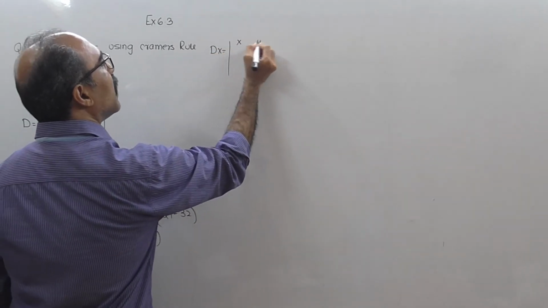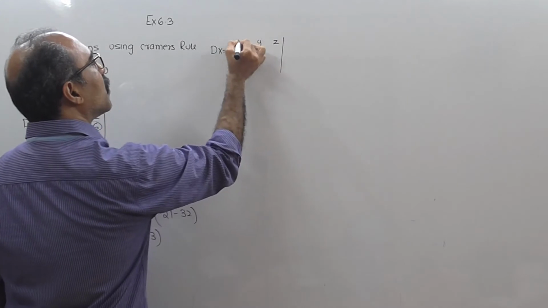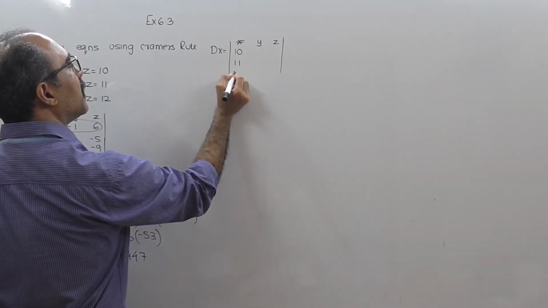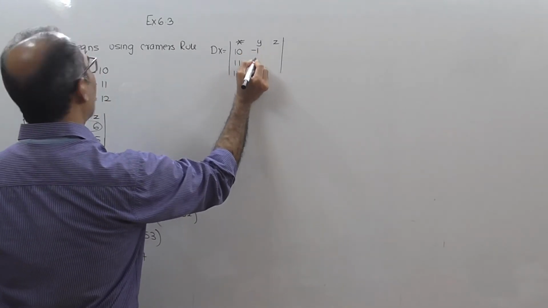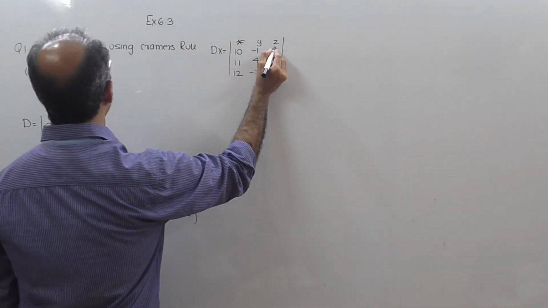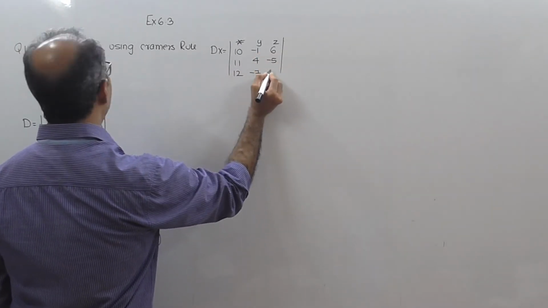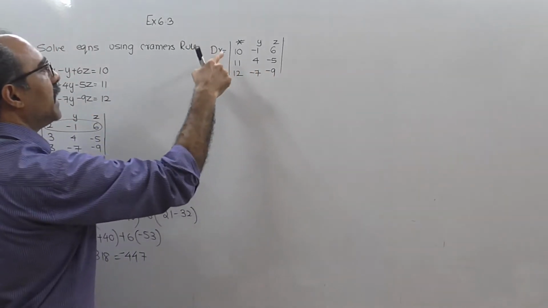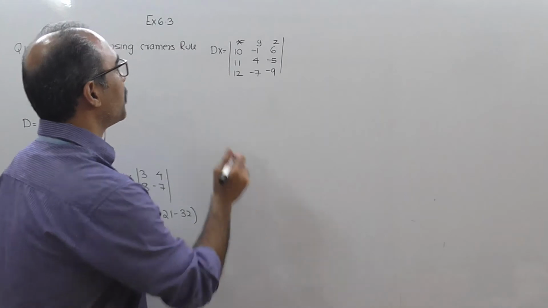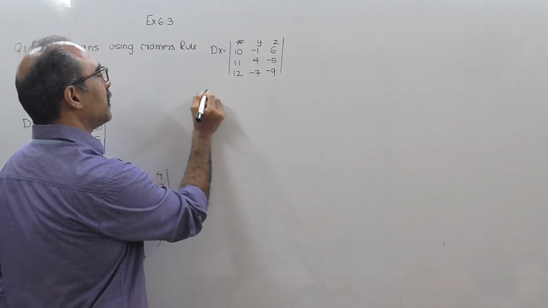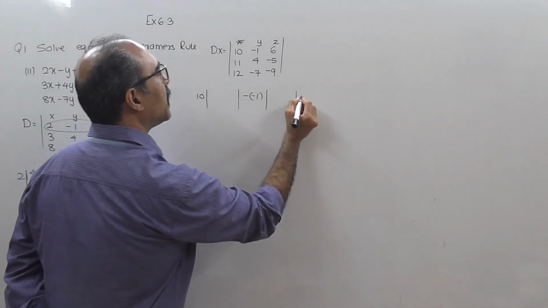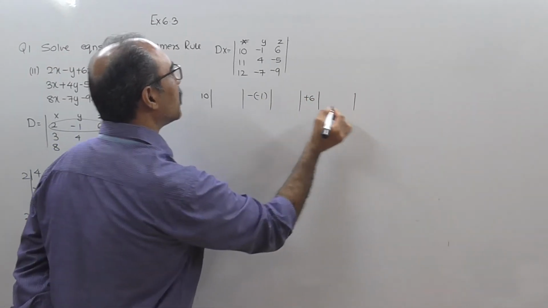Now let's go for dx. You got x, y and z, but you're not going to write the coefficient of x. In place of the coefficient of x you will write 10, 11, 12. Y will be minus 1, 4, minus 7 and z will be 6, minus 5, minus 9. Look, if you write dx, don't write the coefficient of x; in place of the coefficient of x write d1, d2, d3. Let's open this. This is 10, determinant, minus 1, determinant, plus 6, determinant.